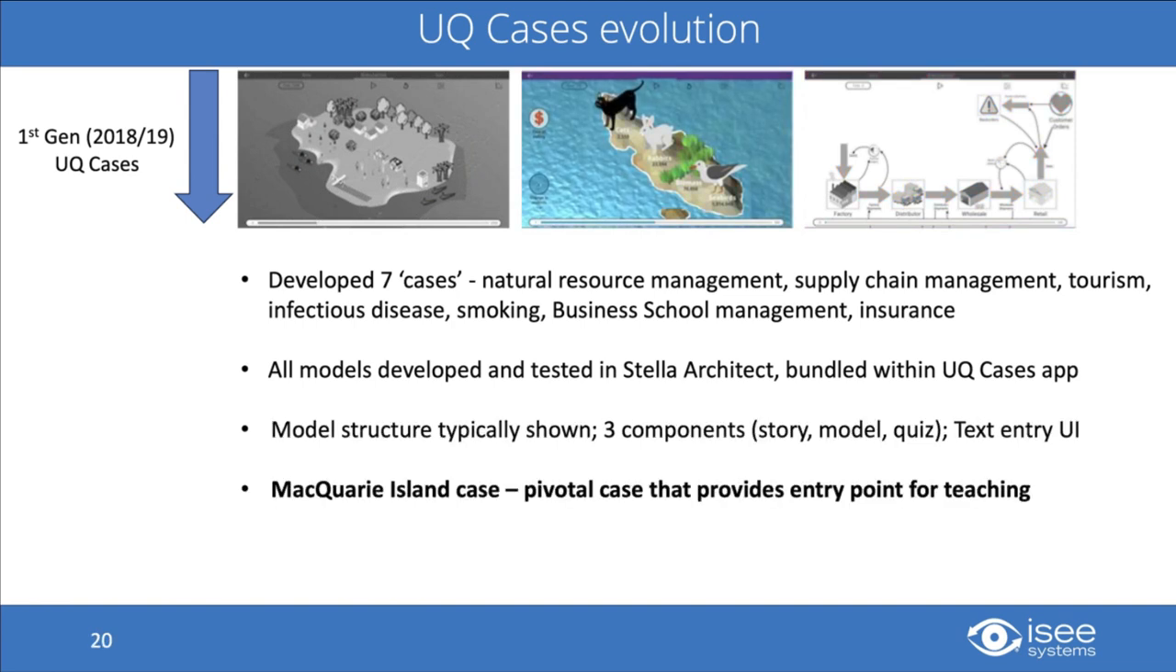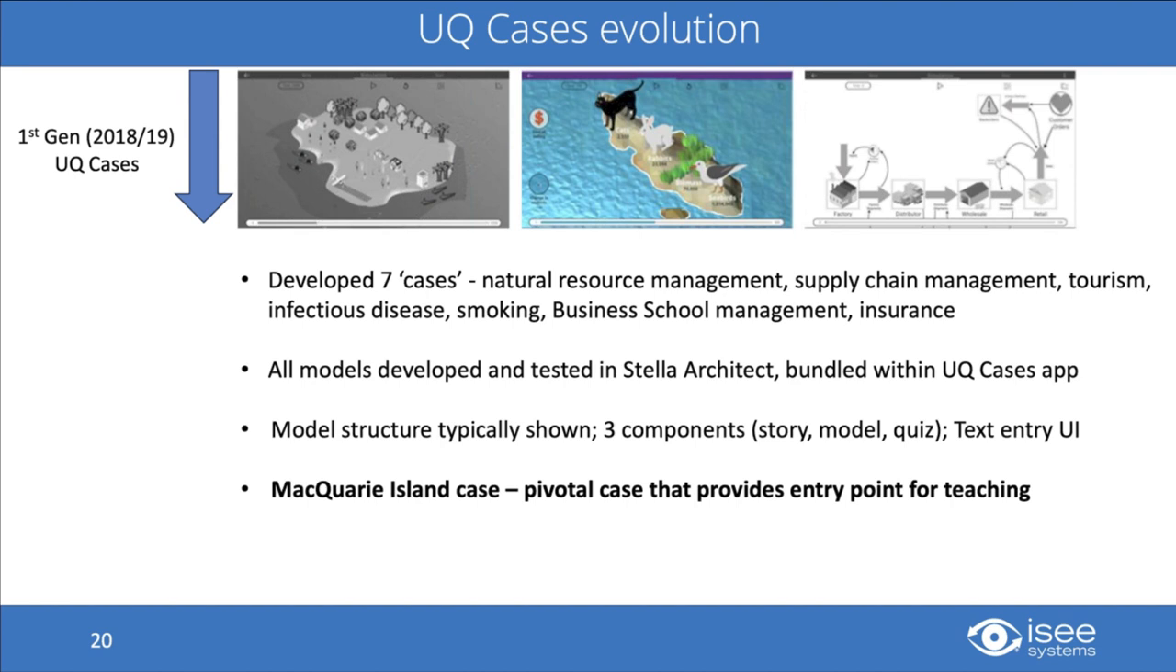The Macquarie Island case, I would say, was the number one case that was developed. This is the very first case. And Macquarie Island is a very pivotal story that we use to provide an entry point for teaching system dynamics at the University of Queensland, both in my course and also at executive education level.